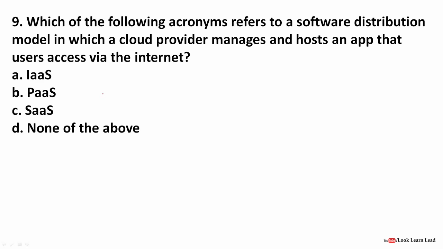Next, which of the following acronyms refers to the software distribution model? So we are talking about software distribution. So it is SaaS, in which a cloud provider manages and hosts an app that users access via the internet. While discussing SaaS, I told that it is sometimes called the software distribution model. So the answer is SaaS.